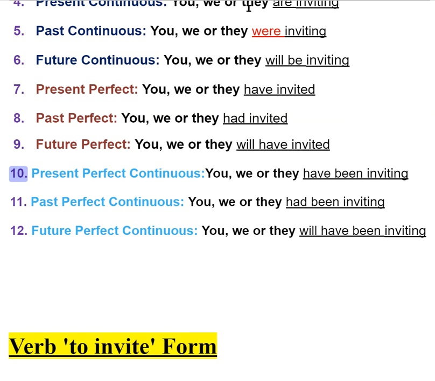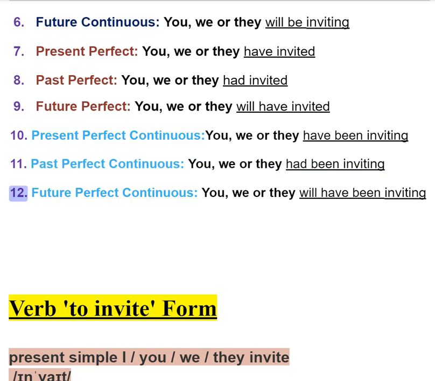10. Present perfect continuous, you, we or they have been inviting. 12. Future perfect continuous, you, we or they will have been inviting.